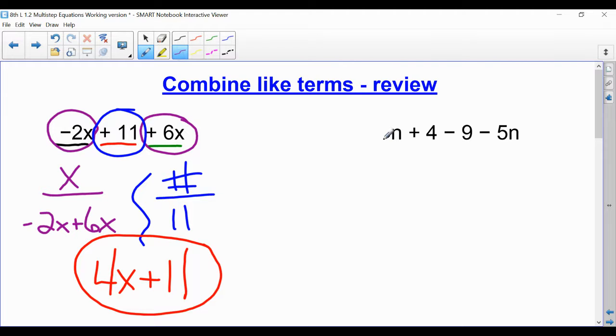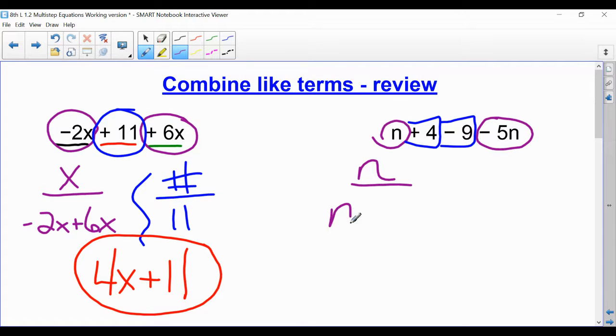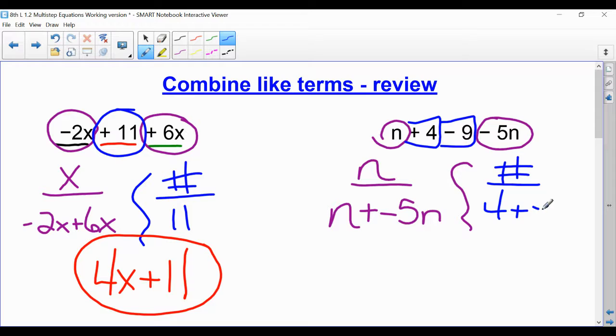Next problem here, I have an N and I have a negative 5N. And then if I want to look at my numbers, I have a plus 4 and a minus 9. So for my N's, we said we have an N and a negative 5n. And for the numbers, I have a plus 4 and a negative 9.